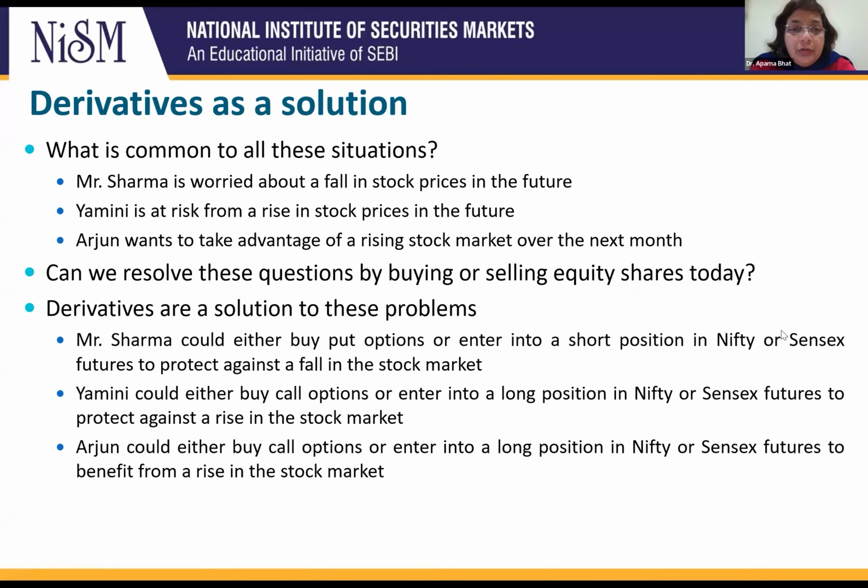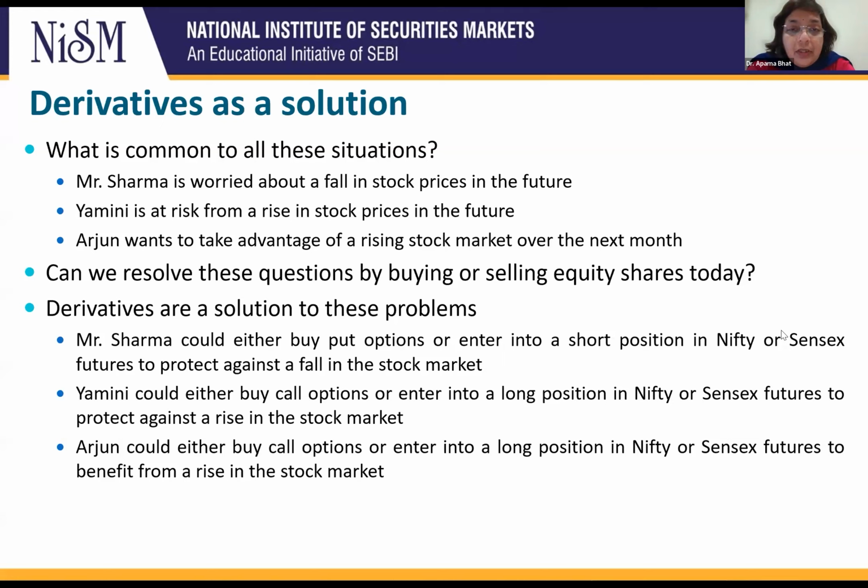What is common to all these situations? The common factor is that Mr. Sharma is worried about a fall in stock prices in the future, that is over the next 1 month. Yamini is at risk from a rise in stock prices in the next 1 month. And Arjun wants to take advantage of a rising stock market over the next month. So can we resolve these questions by buying or selling shares today? Buying or selling shares today is not the answer, because what they are thinking of is what will happen in the future over the next 1 month. So in such cases, we can use financial derivatives as a solution to these problems.